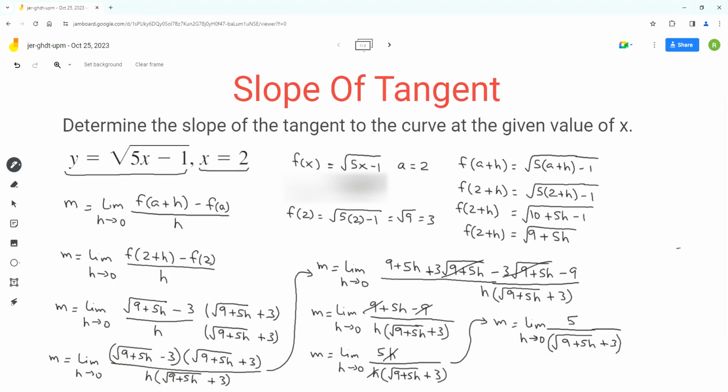Now we can apply the limit. So we get m equals 5 over, and since we are applying the limit, we don't have to write the limit expression, square root of 9 plus 5 times 0, plus 3. 5 times 0 is 0, so this is 5 over square root of 9 plus 3, which is equal to 5 over 3 plus 3, and the final answer is 5 over 6. So this is the slope of the tangent to this curve at x equals 2.